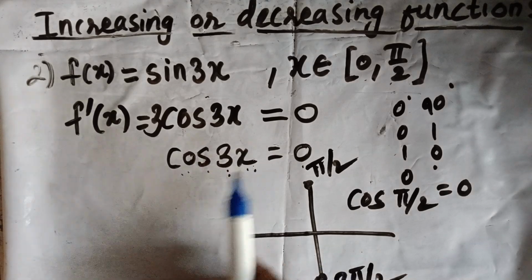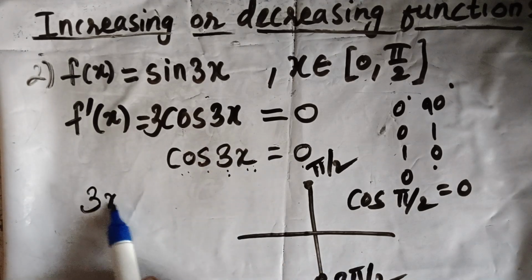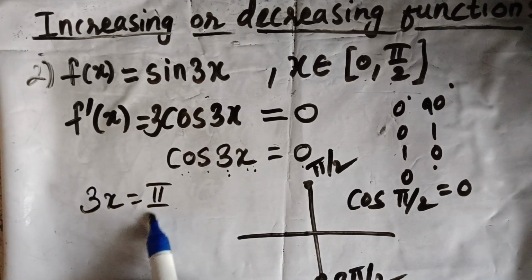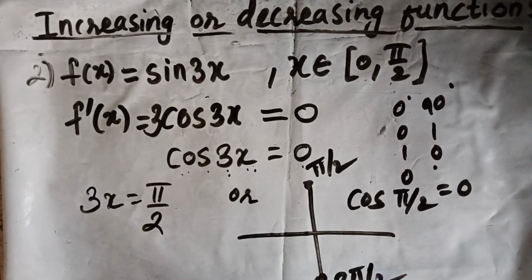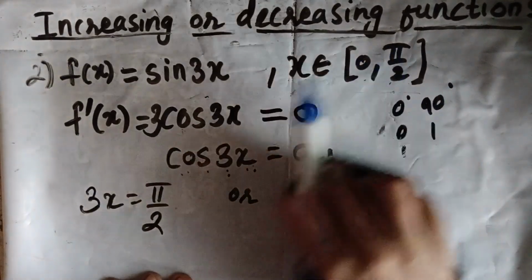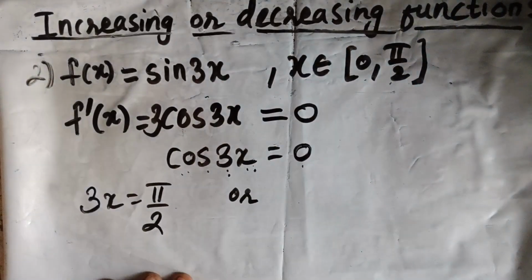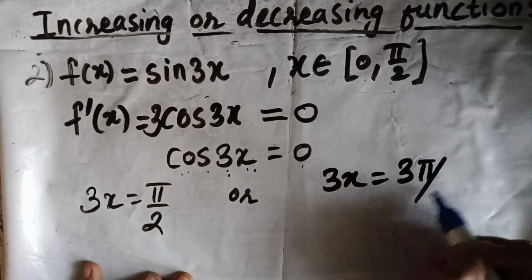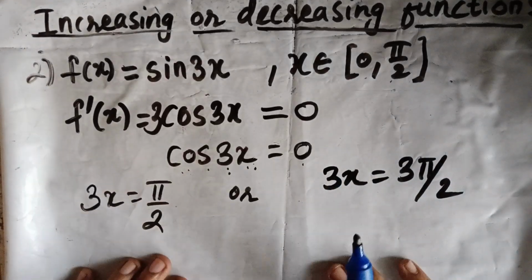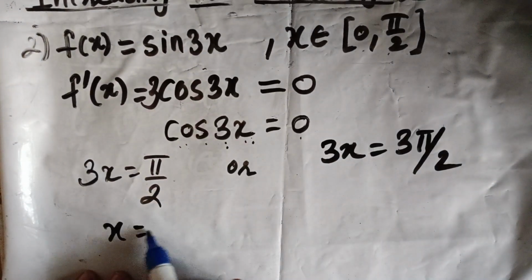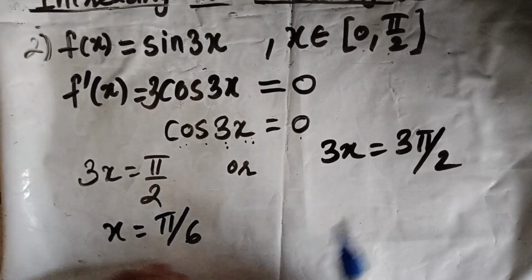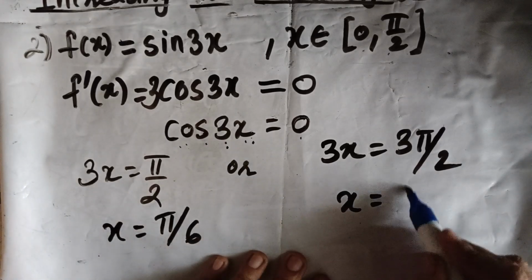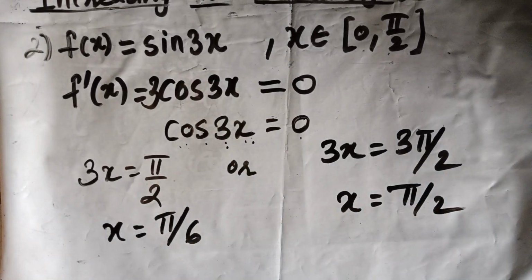So 3x should be equal to pi by 2, or another point we can take, 270, that is 3 pi by 2. For these two values it is 0. So our x is pi by 6 and pi by 2. Okay, these are the points.